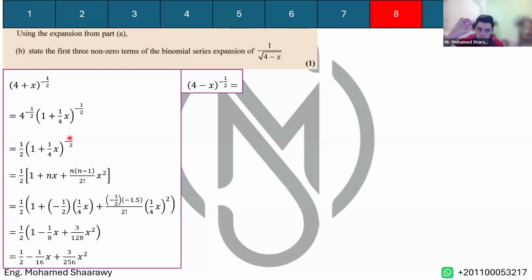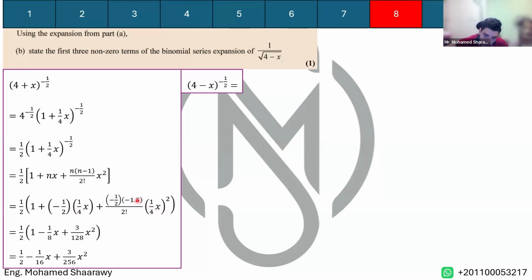Okay, what's the difference between 4 plus x and 4 minus x? This positive x will be positive 1 over 4, but this negative x will be negative 1 over 4. So the real difference will appear here. This positive 1 over 4, which gave me in the past negative 1 over 8, will be negative half times negative 1 over 4, which will give me positive 1 over 8.